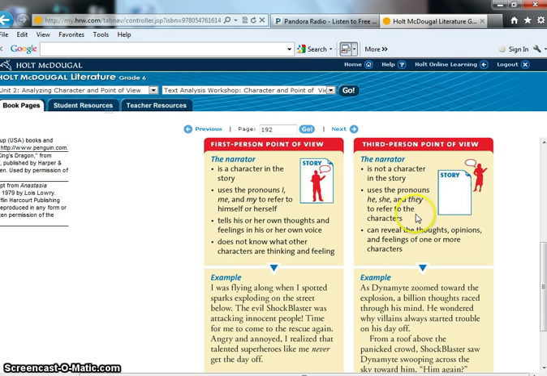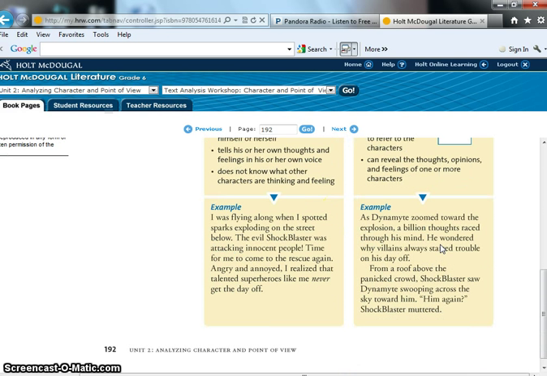That's not written, but that's something that you should know. Instead of using I, the character's name is used. The narrator can reveal the thoughts, opinions, and feelings of one or more characters. So let's take a look at this example.